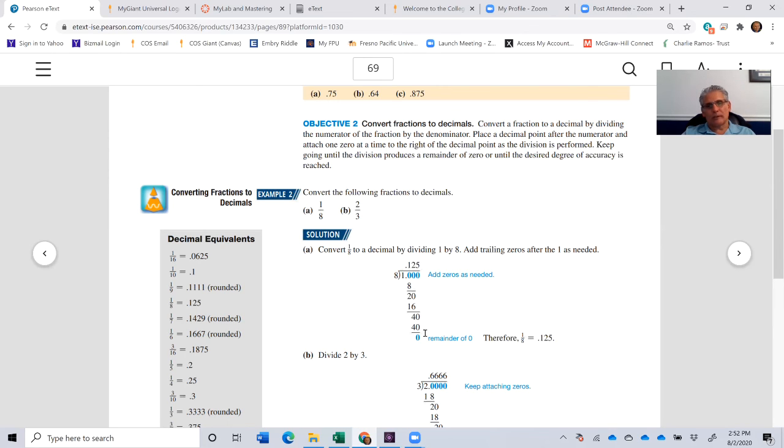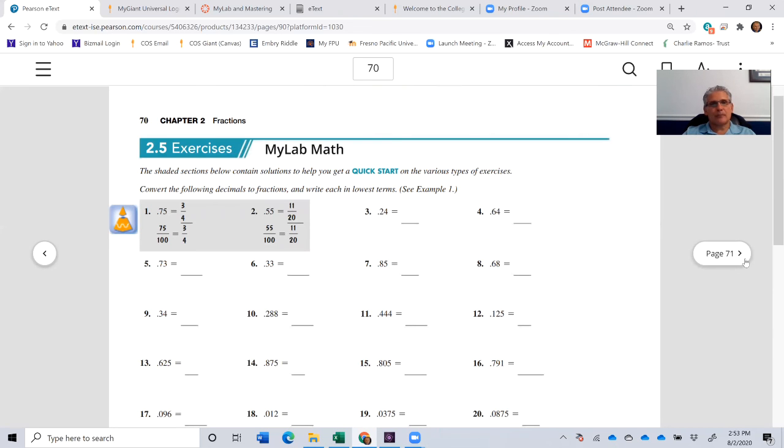Now, the reason why we did one last one is because it finally came out even. So 5 times 8 is 40, no remainder. Your final answer is 0.125 or 125 thousandths. That completes section 5 and chapter 2.